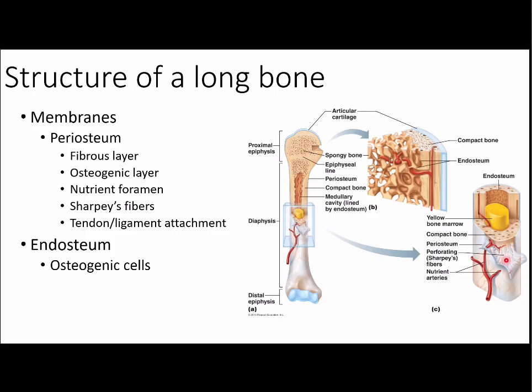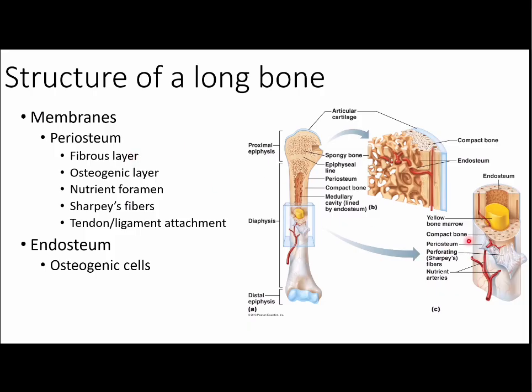So it is a double membrane, so it has 2 layers to it, and it covers the entire outside of the bone except for the joint surfaces, because that's where we're going to find our hyaline cartilage. And we have different layers and structures of the periosteum that you need to know. So that's what we have right here.